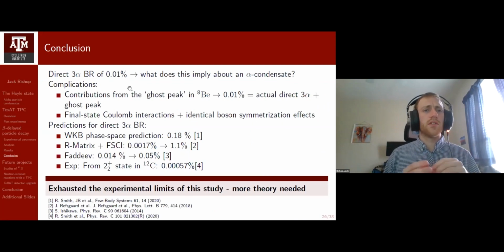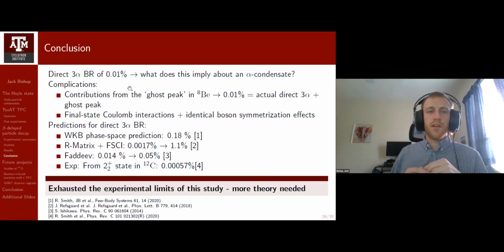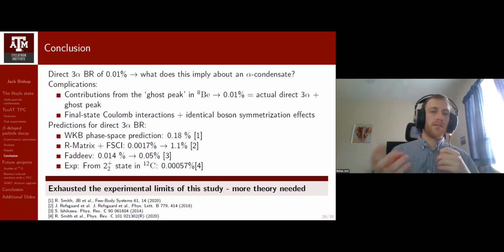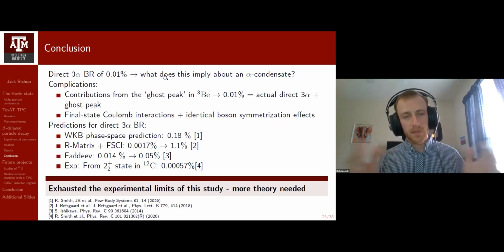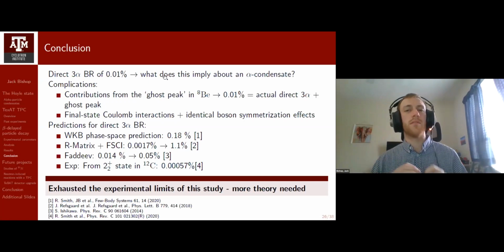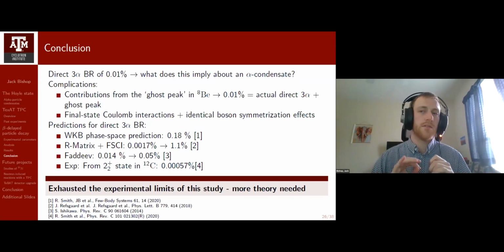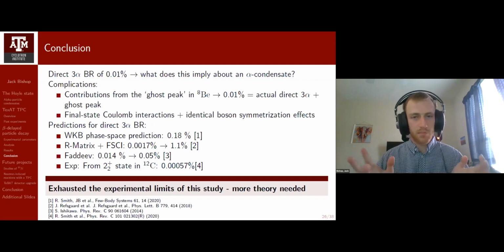So what can we conclude from this? If we say that we have a direct three-alpha branching ratio of 0.01%, we can start to think, okay, let's go back to our original question. What does this imply about the Hoyle state as an alpha condensate? And as with many things, there are a couple of complications first.